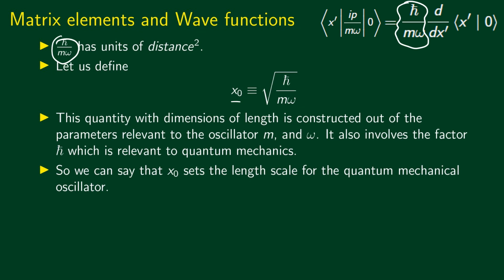Now this quantity x0 is constructed out of the parameters relevant to the oscillator, the mass and its angular frequency. It also involves h bar, which is relevant to quantum mechanics. So we can say that x0 sets the length scale for the quantum mechanical oscillator. This means that the displacements associated with the quantum mechanical oscillator are expected to be around this value x0. That's what we mean when we say that x0 sets the length scale. It gives us an idea of the typical displacements associated with the quantum mechanical oscillator.